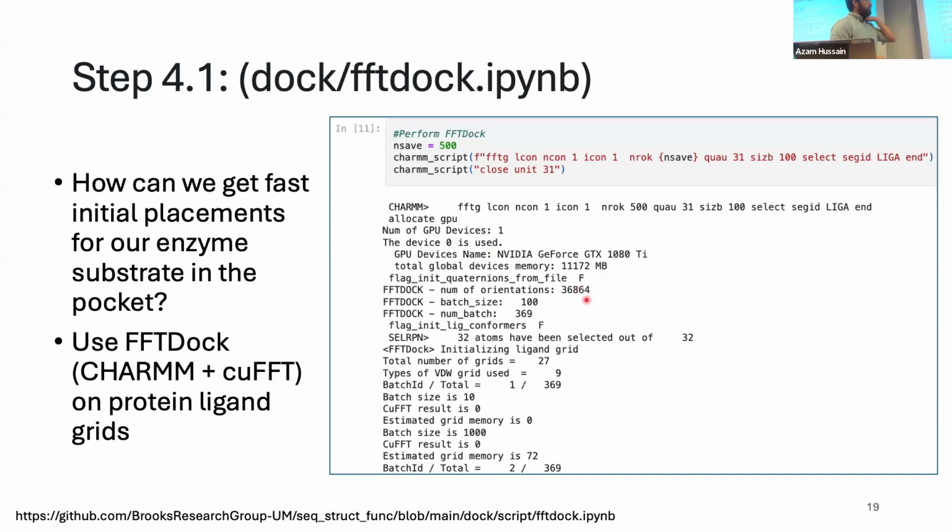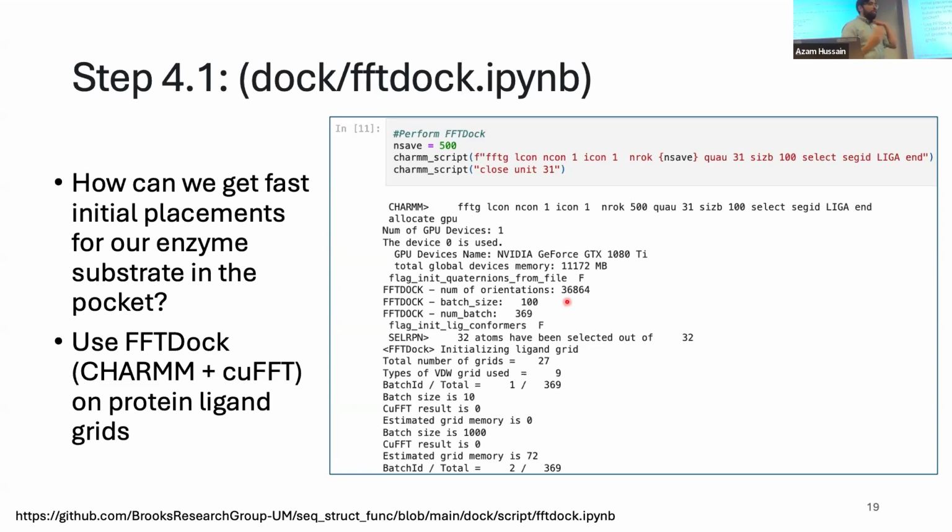What FFTDock actually does is spin around the conformer you give it, not in every possible orientation, but a finite number of different quaternions that represent different rotations around a sphere. The number of orientations in this particular quaternion file is 36,000, which is a lot of poses. And you're like, okay, how can you score all of them really quickly with the molecular mechanics force field? That's where the GPU part comes in.